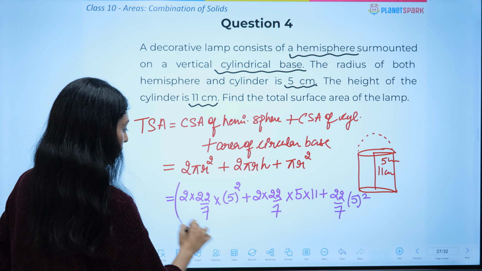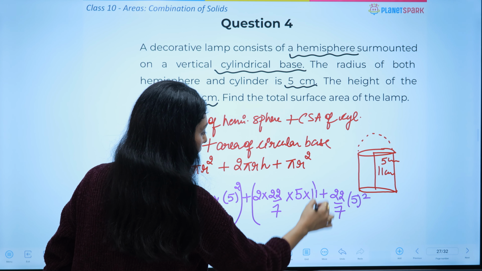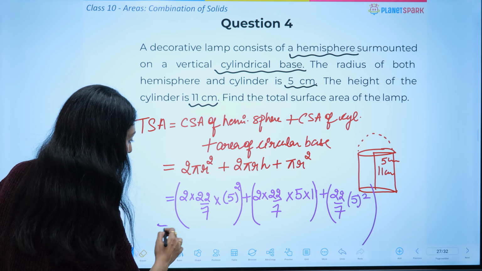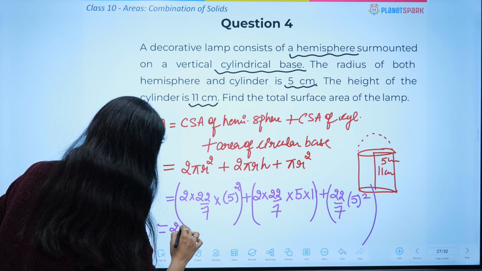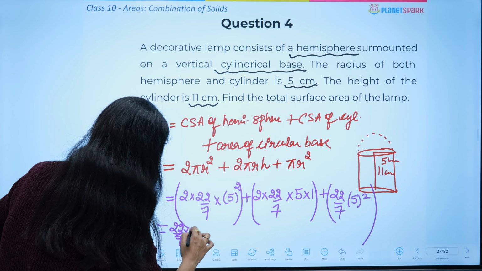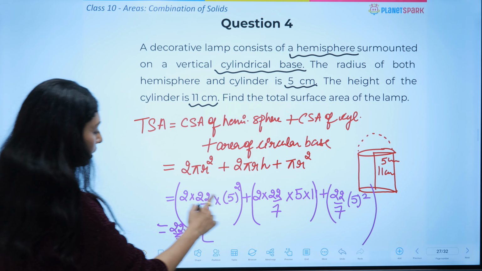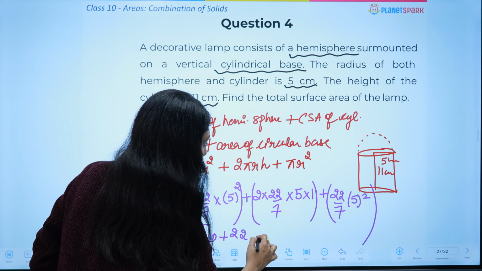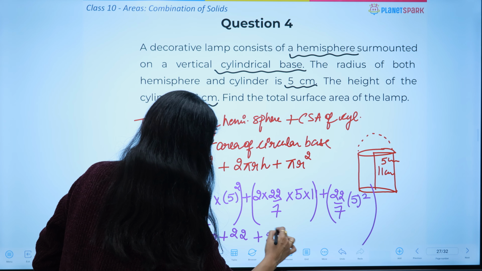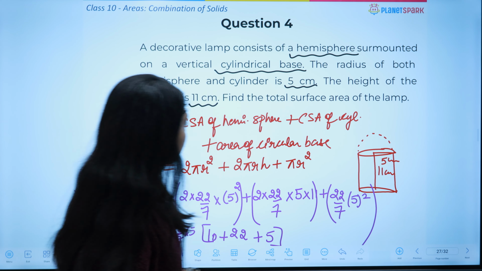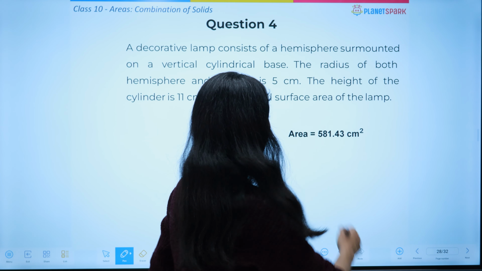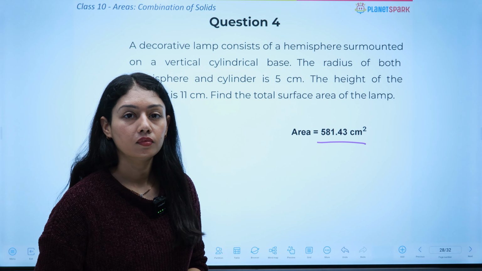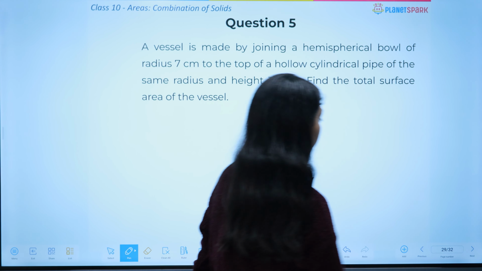Okay, so just to make your calculations easy, you can take 22 by 7 into 5 common there, in all the terms it's there, and then you can simplify. So from here, if we get 22 by 7 into 5 common, what are we left with? 2 into 5, that is 10, plus 22 plus 5. Right, just simplify this part and you will have your answer, that is 581.43 centimeter square. Next question.